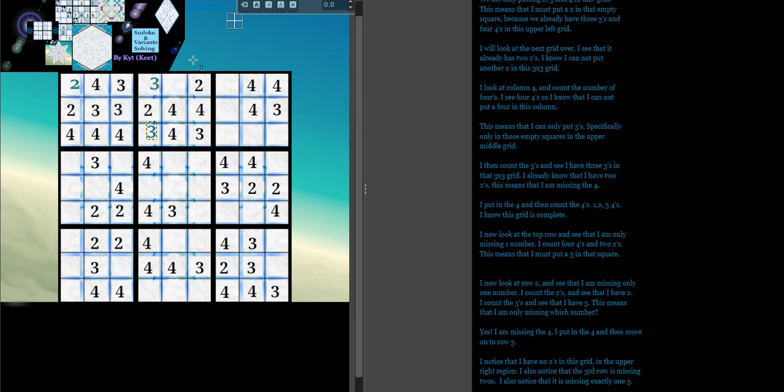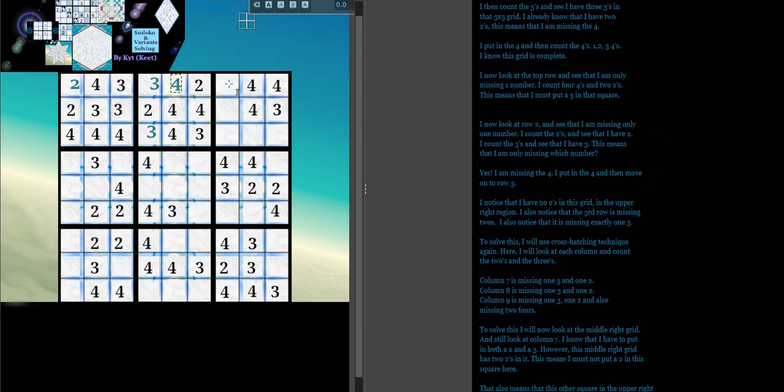I then count the 3s and see I have 3 3s in that 3x3 grid here. I already know that I have 2 2s. This means I'm missing the 4. I put in the 4, then count the 4s. 1, 2, 3, 4. I know this grid is complete.